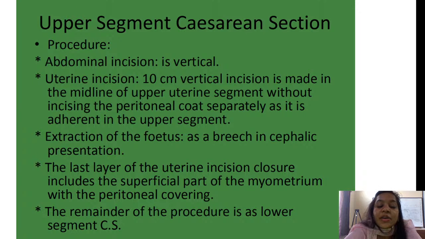Extraction of the fetus as a breech in the cephalic presentation. The last layer of uterine incision closure includes the superficial part of the myometrium with the peritoneal covering. The remainder of the procedure is as in lower segment. Everything other than that while closing is the same as we do in the lower segment Caesarean section. Only the incision will be vertical.